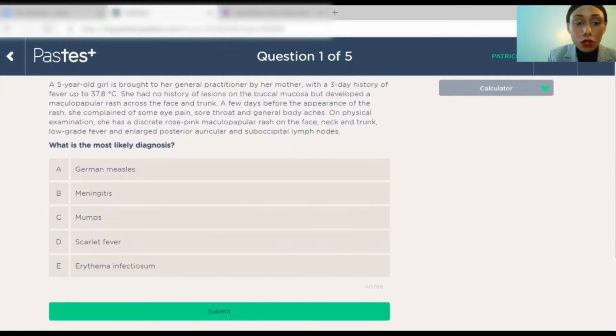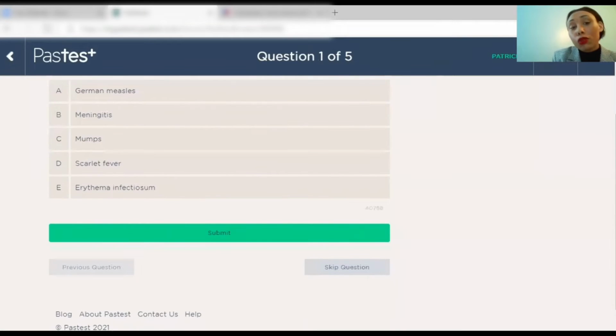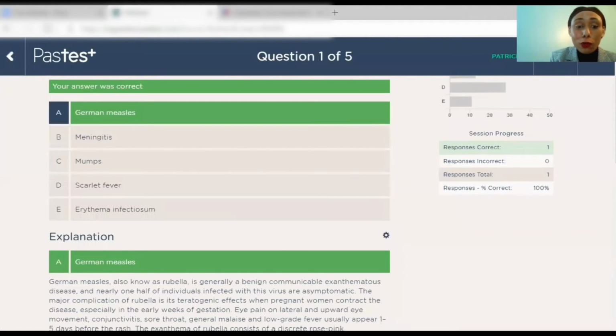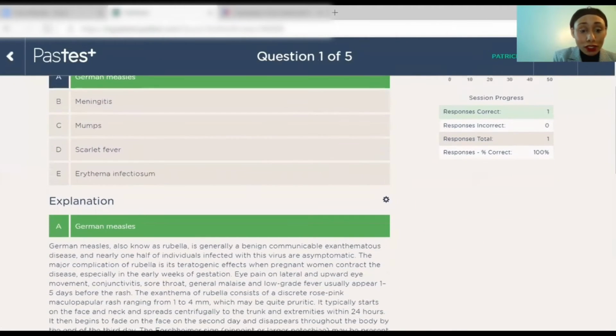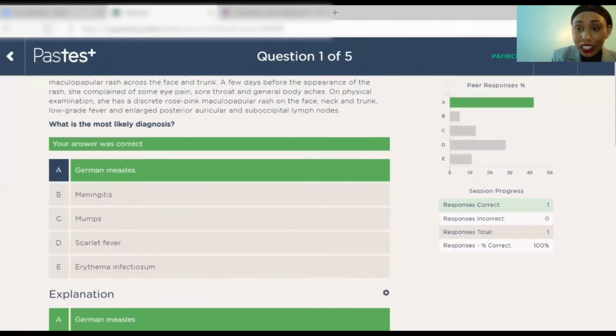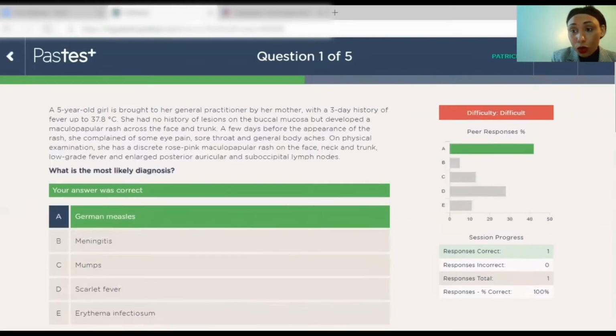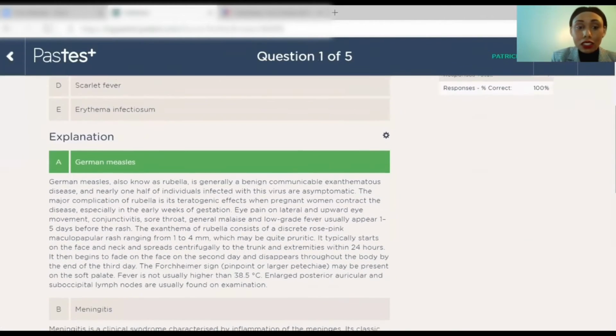So again, it's not going to be meningitis. It's not going to be mumps. Again, they have classical features as well as the scarlet fever. So the learning point here is to make sure you know your childhood rashes, you know your childhood diseases, and also the vaccination program for children. Also make sure you know the alternative name for rubella. So German measles is also known as rubella. It's a difficult question according to what other users have thought about it.